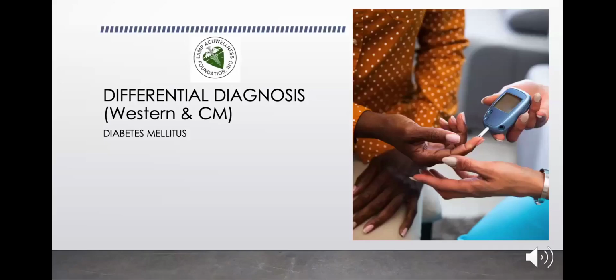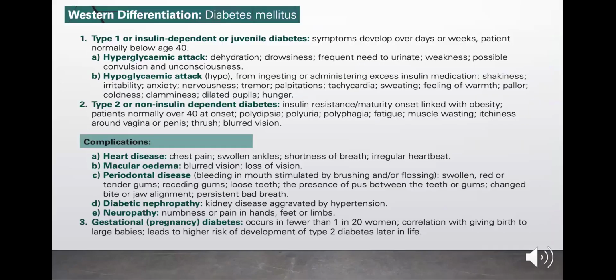Differential diagnosis of diabetes mellitus, both Western and Chinese medicine. Diabetes mellitus in Western medicine is subdivided into type 1, type 2, and gestational diabetes. Type 1, or insulin-dependent or juvenile diabetes: the symptoms develop over days or weeks. The patient is normally below age 40.